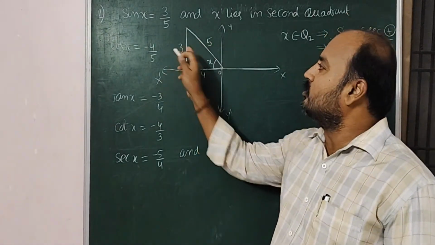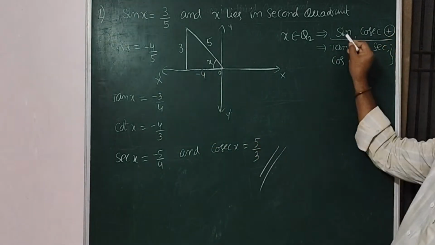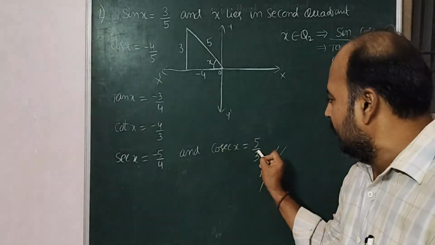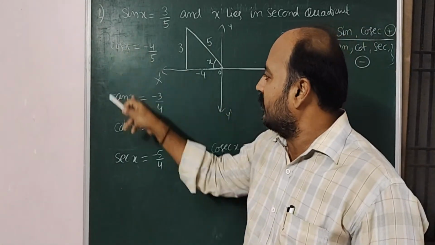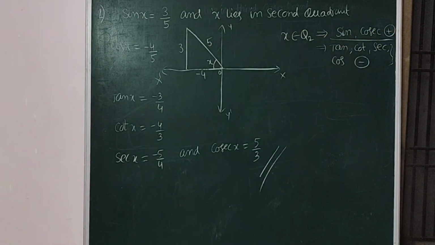Cosecant x means what? Hypotenuse by opposite side, 5 by 3. So from this data, sine and cosecant are positive, the rest of them are negative. Okay, students, we got it. We'll move to another question.